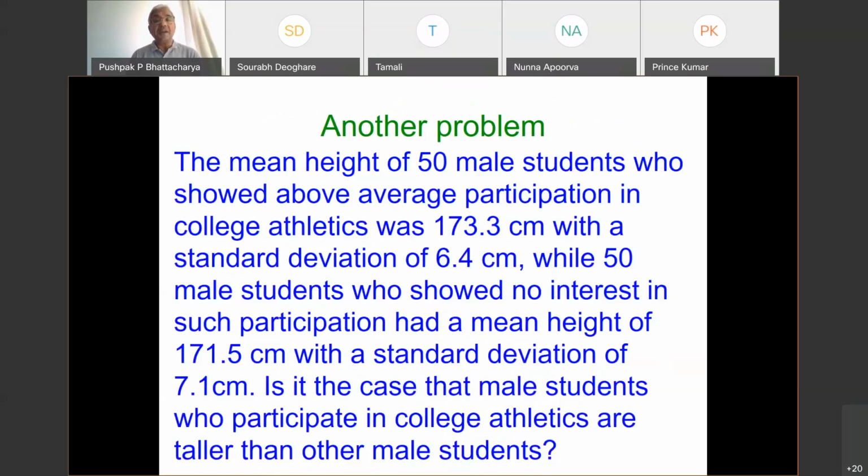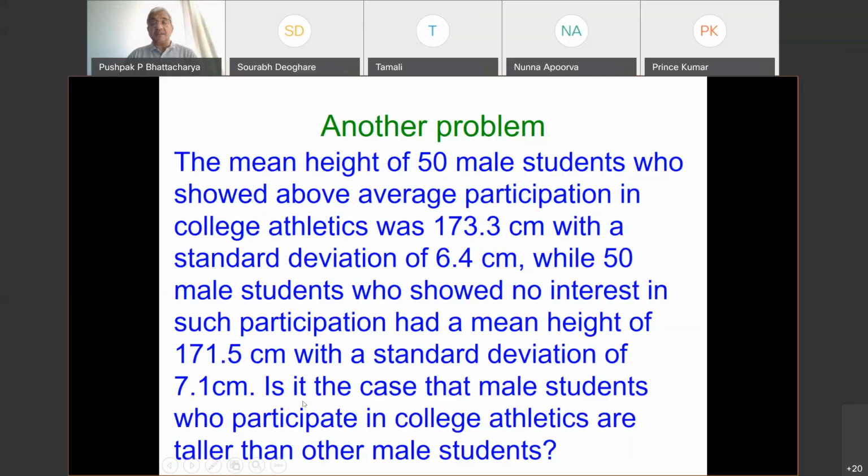We'll come back to this definition of hypothesis testing, which is important in terms of its components. Now we take another problem, mainly to understand again the confidence intervals and the strictness of the level of significance. We have this problem here. The mean height of 50 male students who showed above average participation in college athletics was 173.3 centimeter with a standard deviation of 6.4 centimeter. While 50 male students who showed no interest in such participation had a mean height of 171.5 centimeter with a standard deviation of 7.1 centimeter.